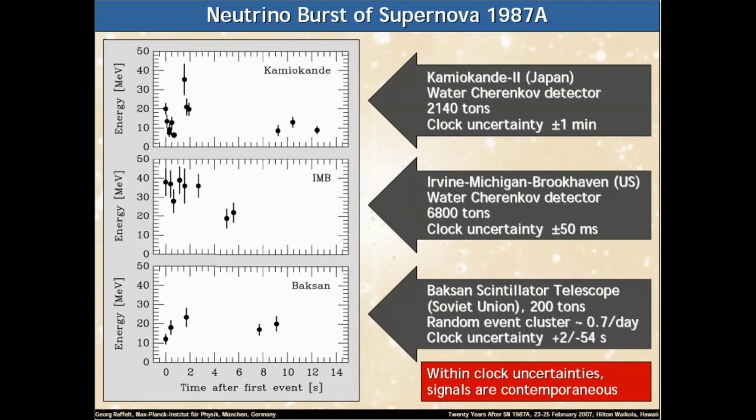And this signal was compatible with the predictions with respect to the individual energies of the neutrinos, with respect to the duration of the signal, and also the total energy which caused these neutrino events in the detector. These were electron antineutrinos, so we measured only a fraction of the neutrinos released, because all types of neutrinos carry away the energy from the newborn neutron star.